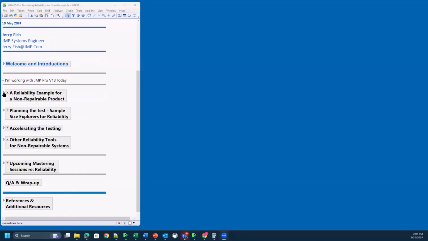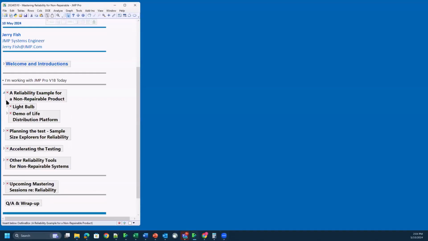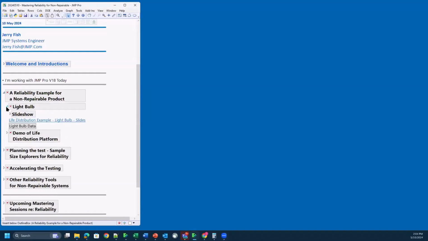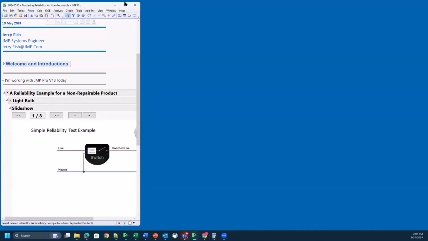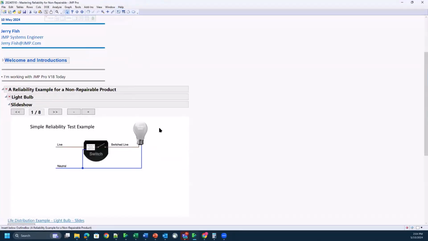So we're going to talk today about reliability for non-repairable systems. And a non-repairable system would be like a light bulb. A light bulb is something that when it fails, it's not something that you repair. You throw it away. So those are the class of problems that we're going to be talking about today generally.